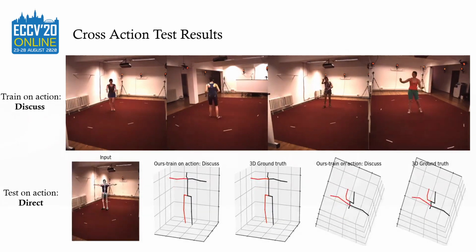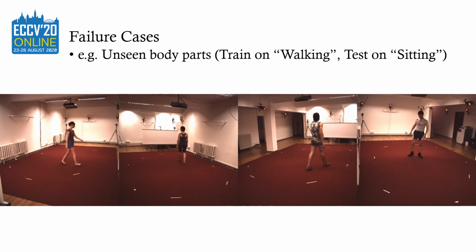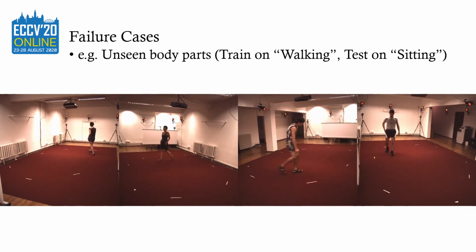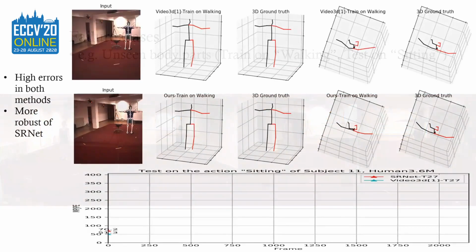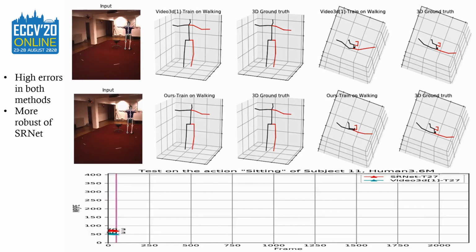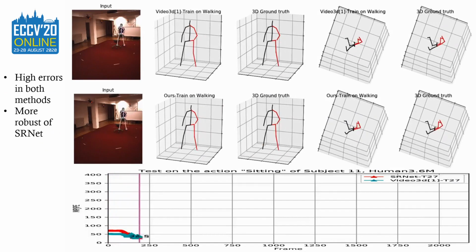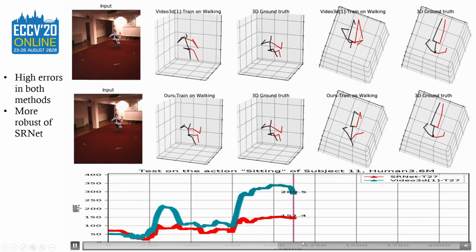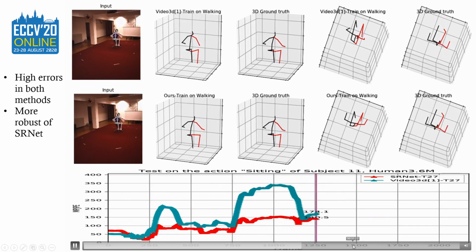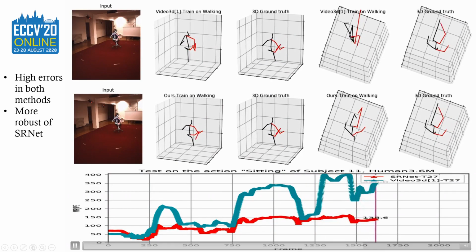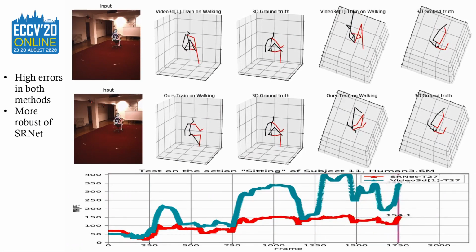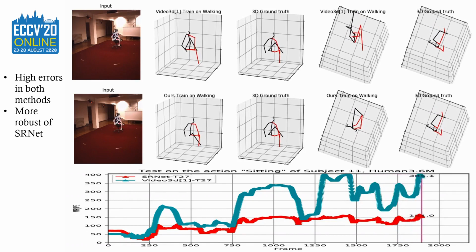Lastly, we show some failure cases. When the body parts have totally unseen in the training stage, test results can be dramatically worse. For example, if training action is only working, then test the model on a quite different action setting. We can observe that the lower legs are usually predicted badly. We show the video 3D model and SR convolution results. Under those severe cases, our model can be more robust than the video 3D model, but both two models perform badly with errors over 1000 mm.